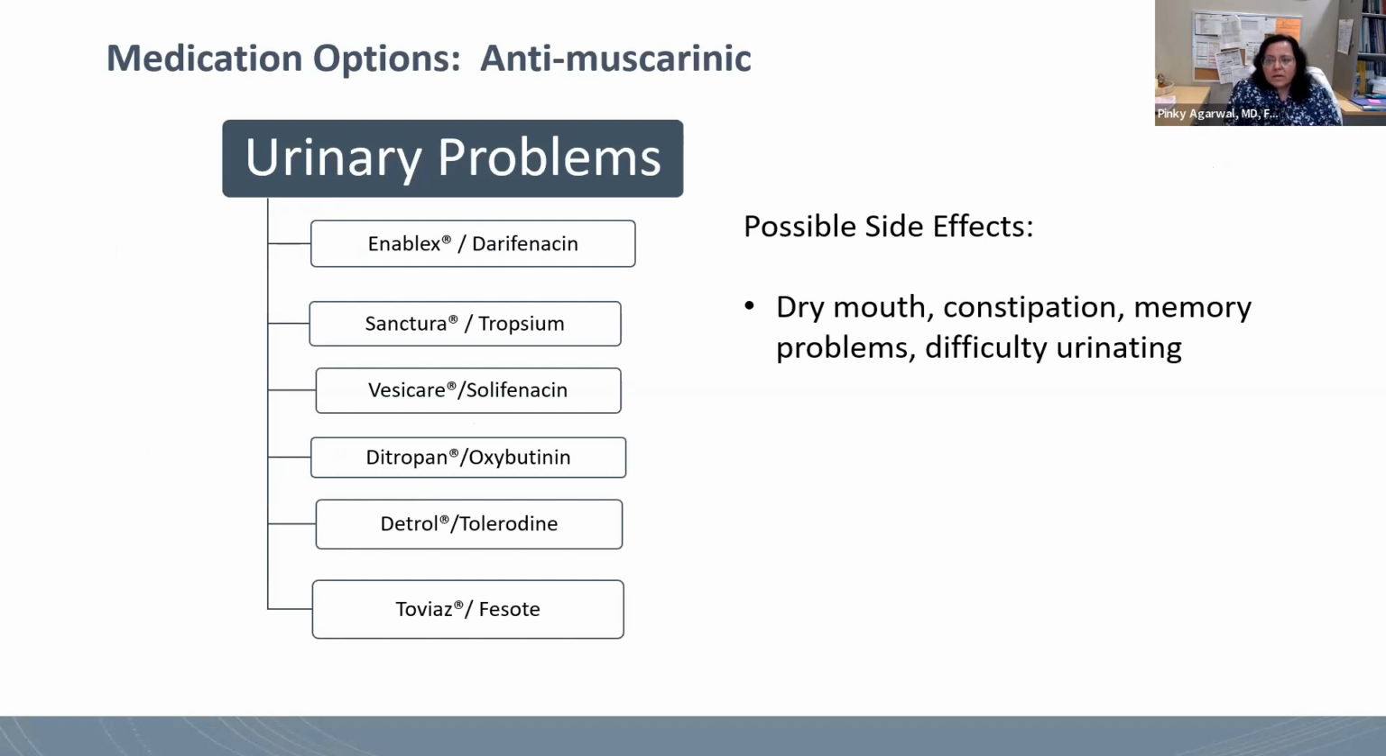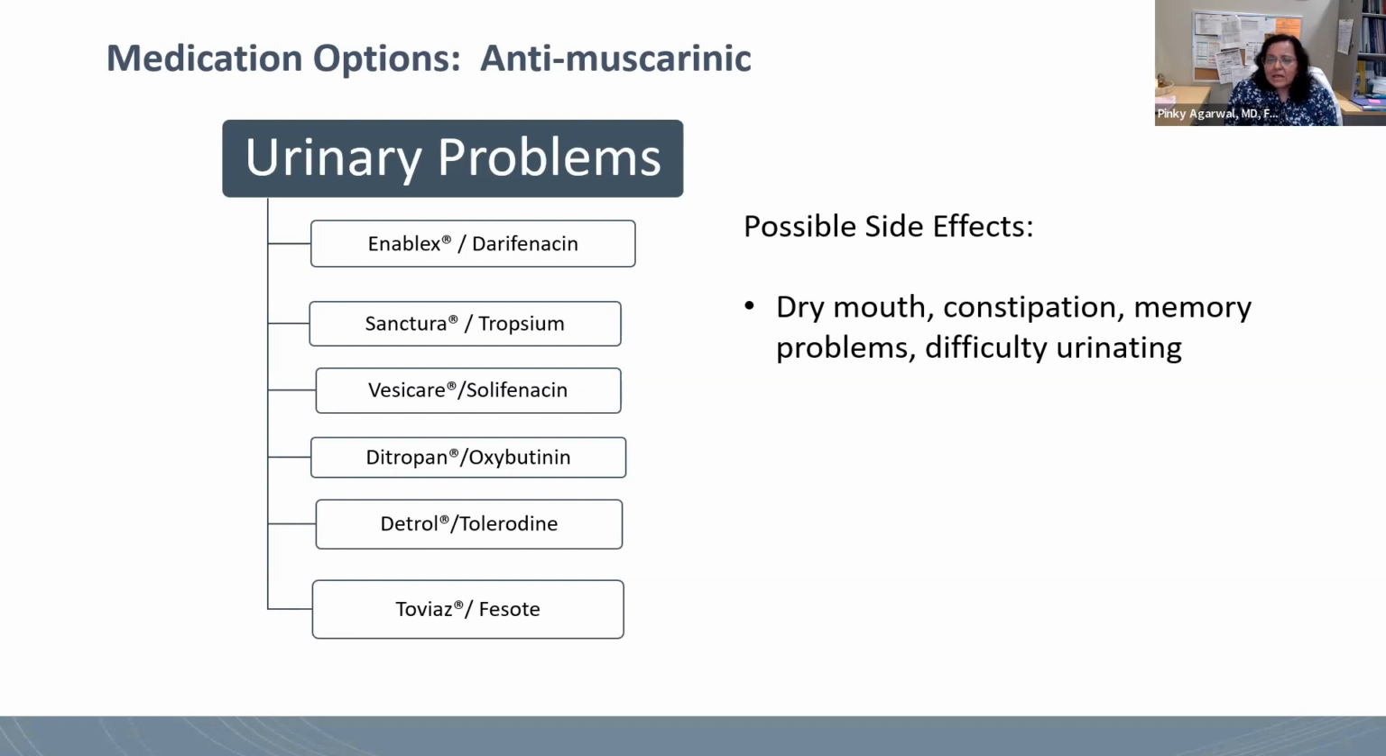Now these meds are not specifically for Parkinson's and overactive bladder. However, these are common medicines that you may get prescribed either by your neurologist or by a urologist for overactive bladder. All of them work by an anticholinergic mechanism. And some of the names that you might recognize will be Enablex or Sanctura or Vesicare or Ditropan, Detrol or Toviaz. Now, because they block acetylcholine, which they're supposed to do mainly in the bladder, there can be a little bit of overflow.